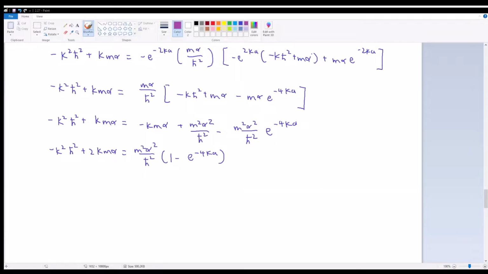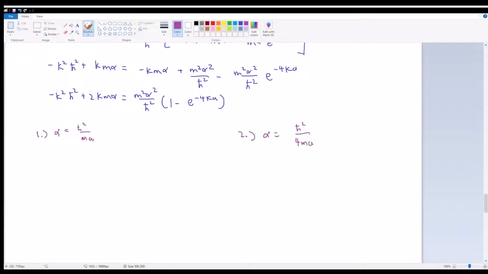Okay, so now that we have the actual condition for k, there are two different hypotheticals that we want, because if we think back to part B, we want to find the allowed energies for, in case 1, alpha equals h bar squared over ma, and in case 2, alpha equals h bar squared over 4ma. So now it's just a matter of plugging these into this equation for k, and then finding the allowed values for k, and then after that, since k is directly related to energy, finding the allowed values for energy. So let's start with case 1.